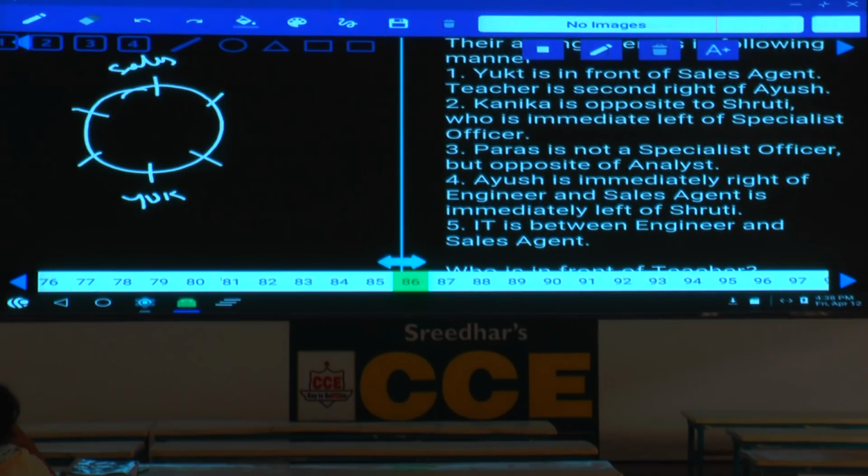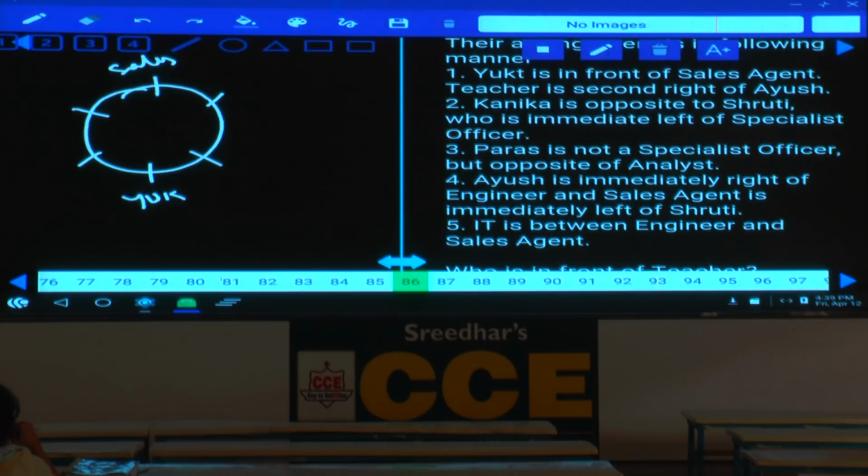Shruti is immediate left of the specialist officer. Paras is not a specialist officer but is opposite to the analyst. Ayush is immediately right of an engineer. And the sales agent is immediately left of Shruti.